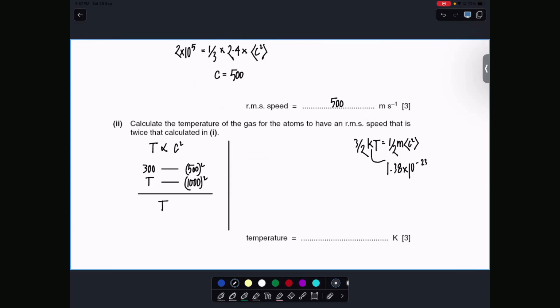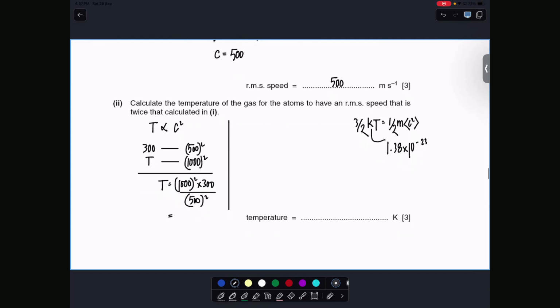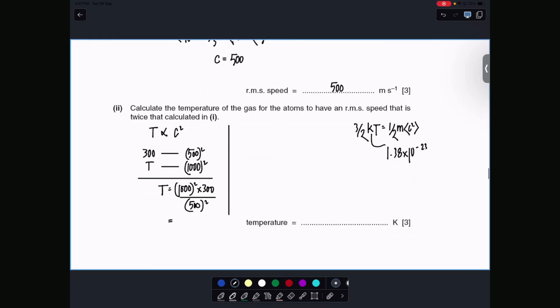So T equals, wait, did I make a mistake? 1000 square into 300 divided by 500 square. Check what আসে. I think the answer is different. 1200. Right. আমি যেটা বলছি ওটা হবে না. I thought they're doubling temperature. আচ্ছা, so এটা কত হবে? 1200. Do you get 1200? ঠিক আছে, 1200 হবে.